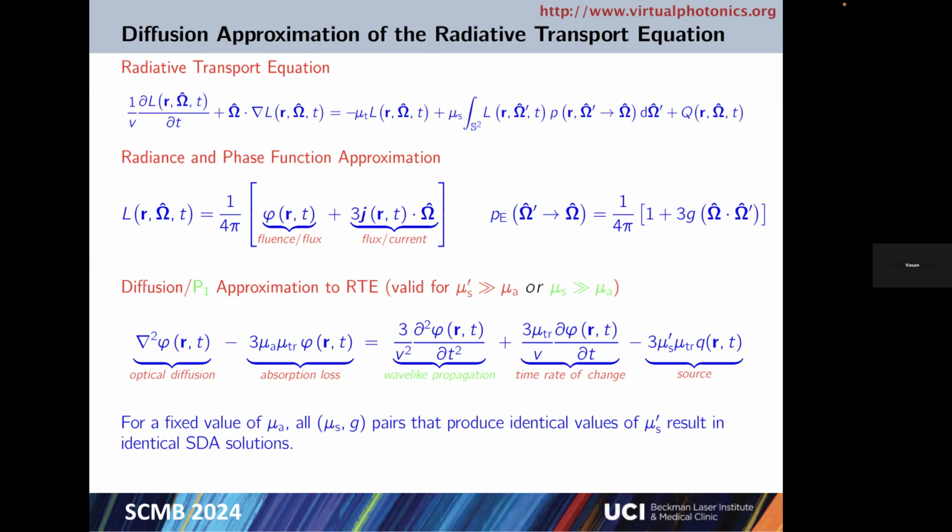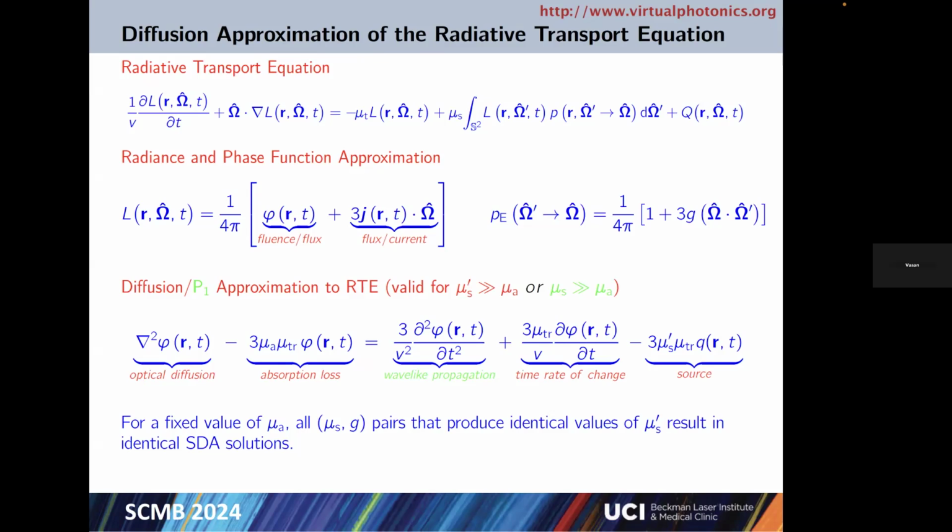But the real important thing about this is that when we truncate the Legendre polynomial expansion for radiance and the phase function, we lose sensitivity to the phase function, and that we are able to adopt this similarity relation that all pairs of mu(s) and g that produce the same isotropic coefficient gives you the same solution. So you no longer care about mu(s) by itself or g by itself. It's just mu(s) times the quantity of 1 minus g that matters.